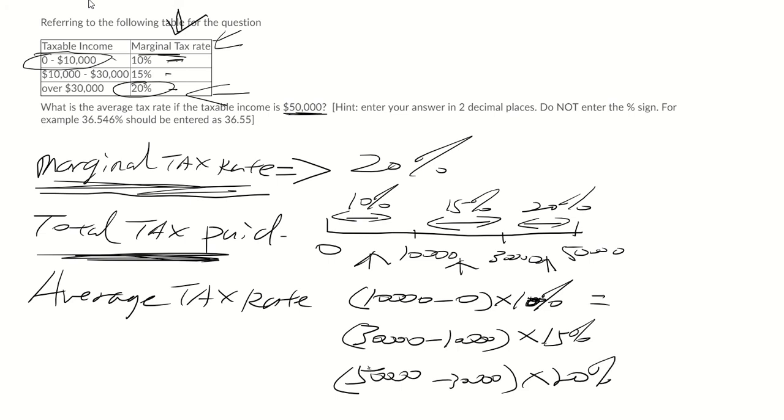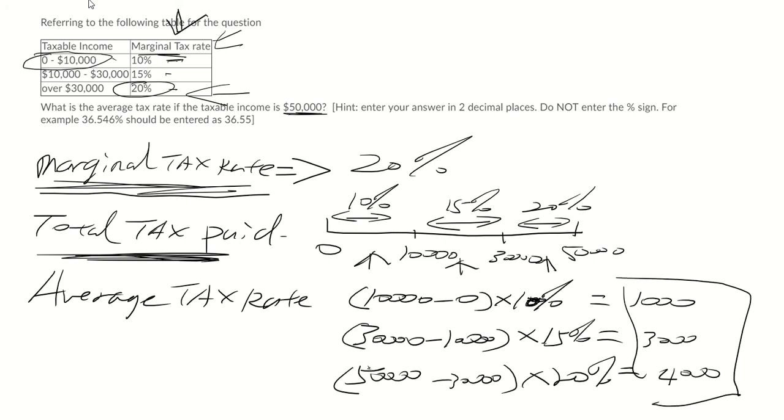All right, so let's find out how much each one is and add it together. The first one should be $1,000. The second one should be $3,000, and the last one should be $4,000. Add everything together, and the answer is $8,000. That is our total tax paid. So that's how you find it: do it individually for each section, and add it all together.